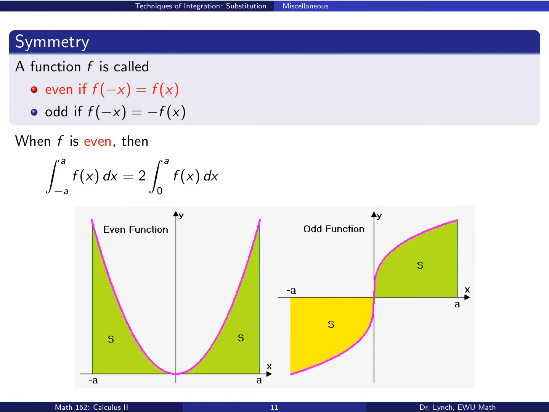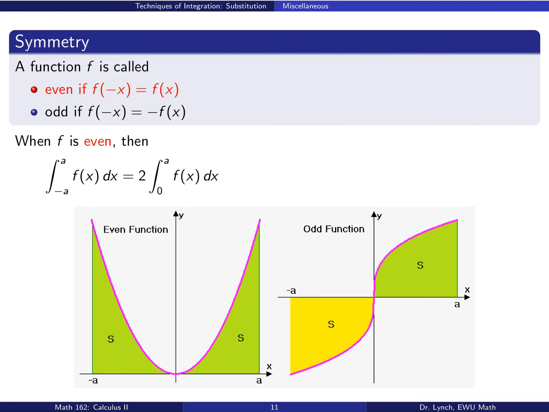Okay, one more comment about definite integrals and symmetry. A function is called even if f of minus x equals f of x. And one property of even functions is that the definite integral of an even function on a symmetric interval from minus a to a is twice the definite integral of the even function just from 0 to a. You can prove this using substitution. I challenge you to do that.